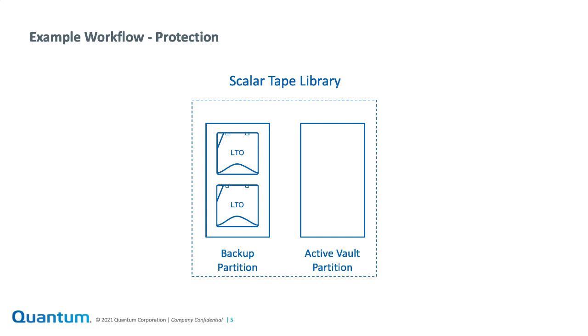I have a Scalar library with multiple partitions. I've made one partition available for Veeam, and the other partition is a special partition I'm using for ActiveVault. Let's look at these partitions in the library user interface.